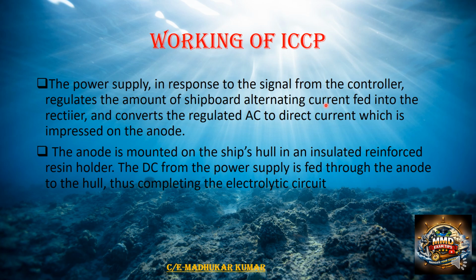Yes. So basically now the reference electrode is the key part. It measures and the difference is calculated, and the controller regulates the amount of required alternating current, and it sends it to the rectifier. As I have shown you, there is a rectifier unit, and it converts the regulated AC to direct current, which is impressed on the anode. An anode is mounted on the ship's hull with an insulated reinforced resin holder, which I have shown you earlier. And DC from the power supply is fed through the anode to the hull, thus completing the electrolytic circuit.